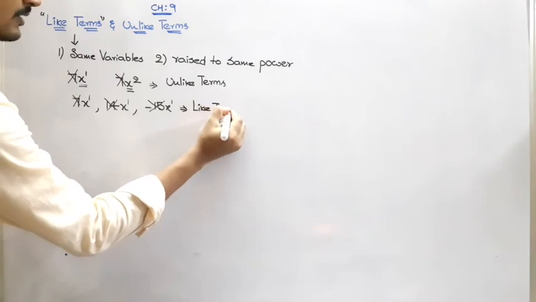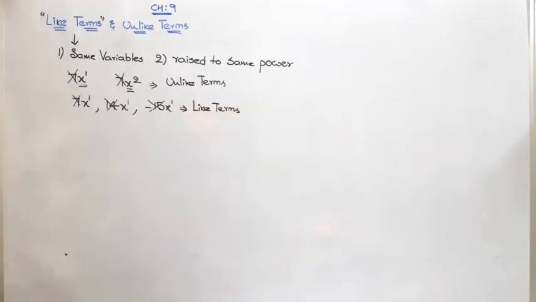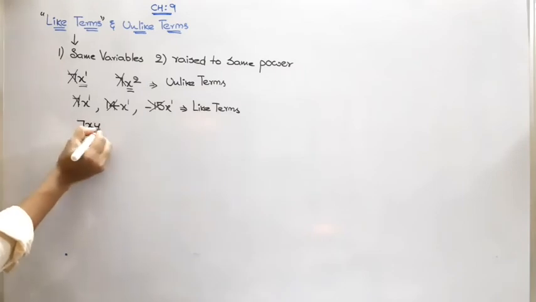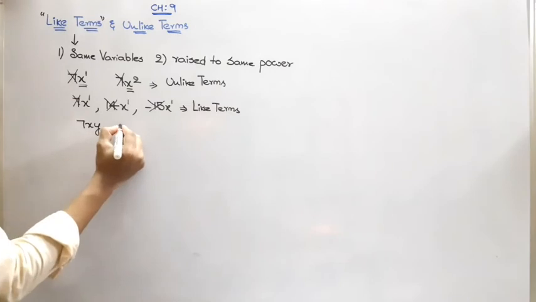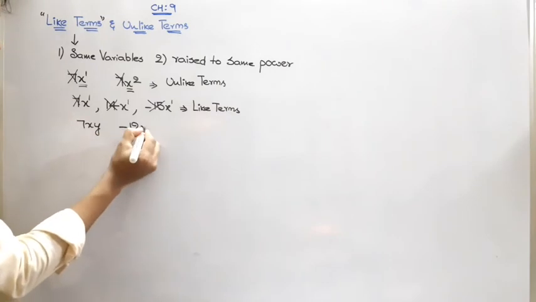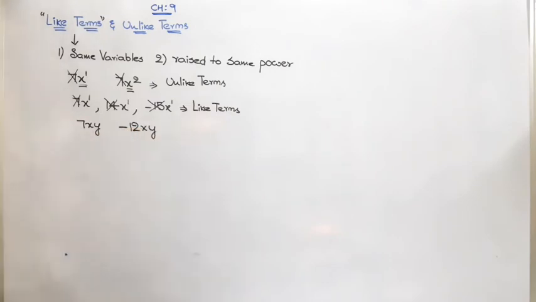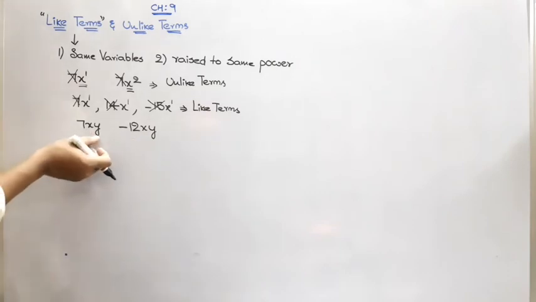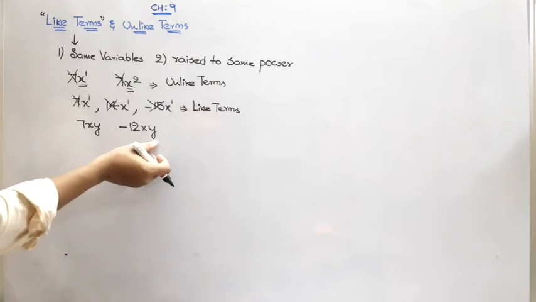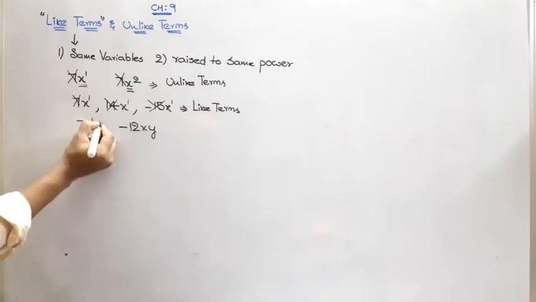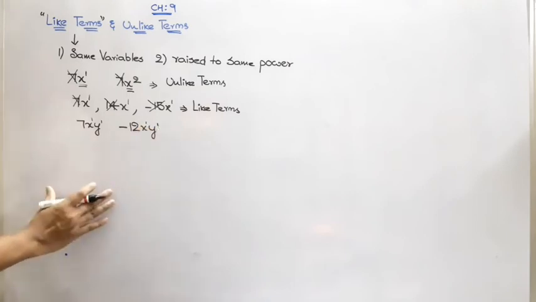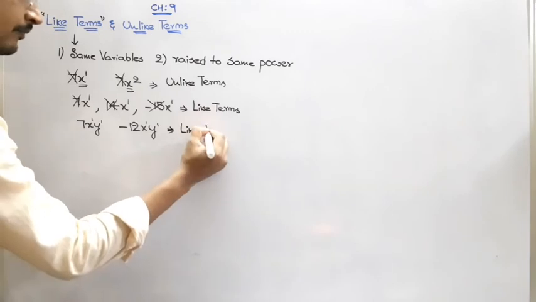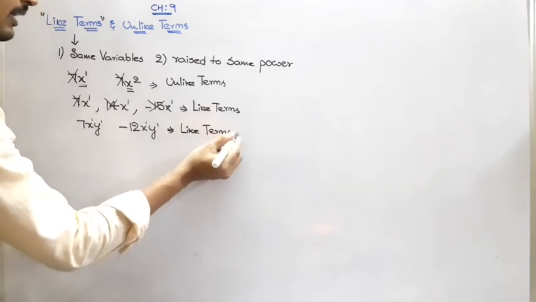Now, let me give you one more example. 7xy and minus 12xy. Surely they are going to be like terms because the variables are x and y. Here also the variables are x and y. Here the same powers, 1, 1, 1, 1. Hence we can say these terms are like terms.